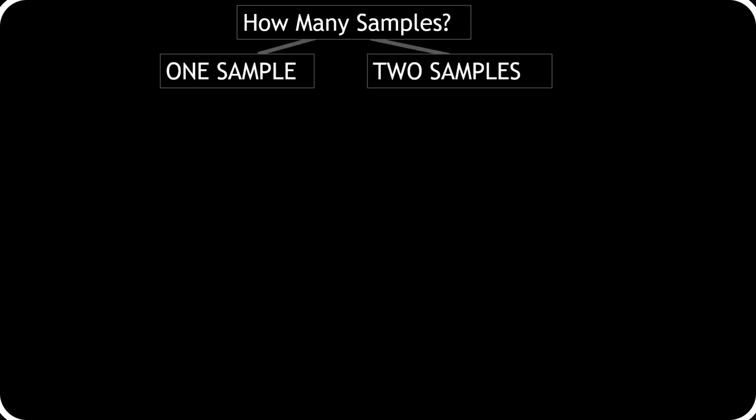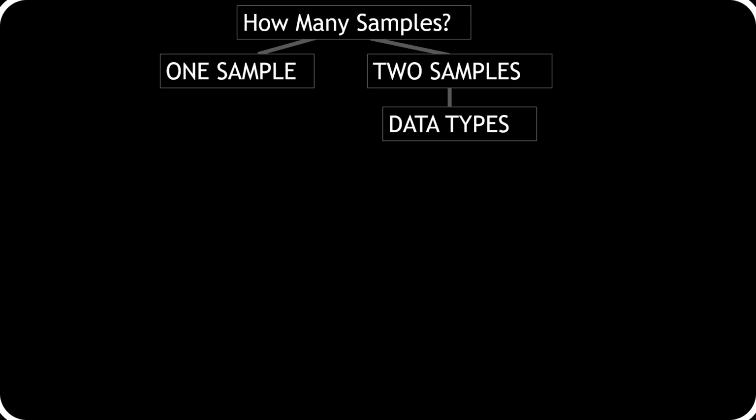So the first question we now have to ask ourselves is, how many samples are we being given? Are we being given one sample or two samples? I've already covered the decision matrix for one-sample hypothesis testing, so let's just focus on two samples. If we know that we have a two-sample hypothesis test, we still have to ask the exact same question we asked with one-sample hypothesis testing, which is simply, what type of data are we being given?